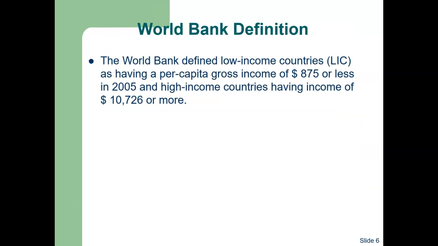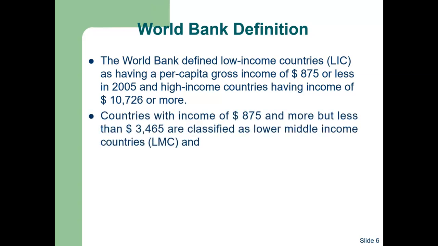According to per capita income, the World Bank has defined low-income countries as those having a per capita gross income of $875 or less in 2005, and high income countries having income of $10,726 or above.